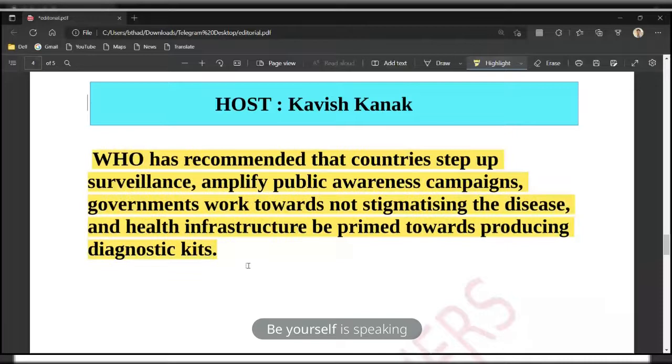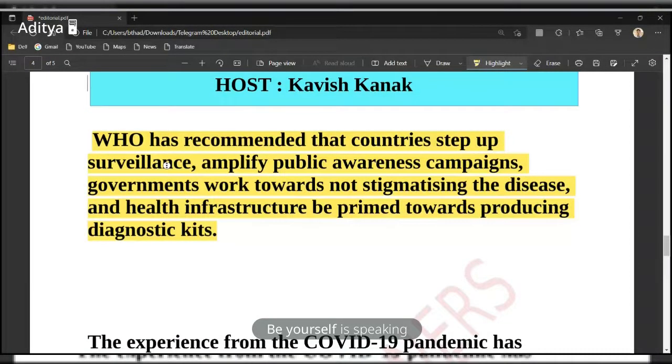WHO has recommended that countries step up surveillance, amplify public awareness campaigns, governments work towards not stigmatizing the disease, and health infrastructure be primed towards producing diagnostic kits. So here WHO is requesting the countries to spread awareness about this fatal disease so that prevention measures can be taken before it spreads globally. We need to amplify public awareness about this disease. We can spread awareness through campaigns, news channels and social media as well. That's all WHO wants to say in this paragraph.